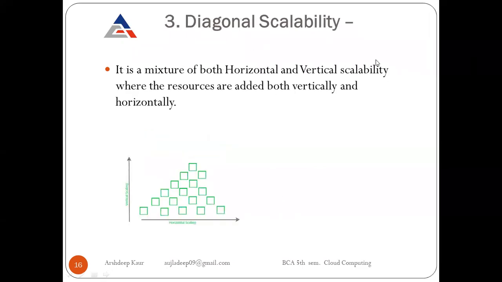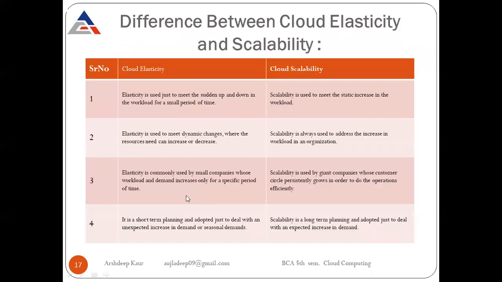This is diagonal scaling. It is the mixture of both. It can grow vertically or it can grow horizontally. Vertically means 1, 2, 3, 4, 5, growing in an upward direction. Again, it grows from left to right. So diagonal scalability is the combination of both horizontal and vertical. We can add resources both vertically and horizontally.